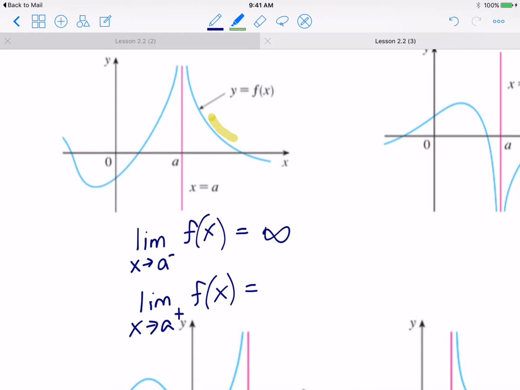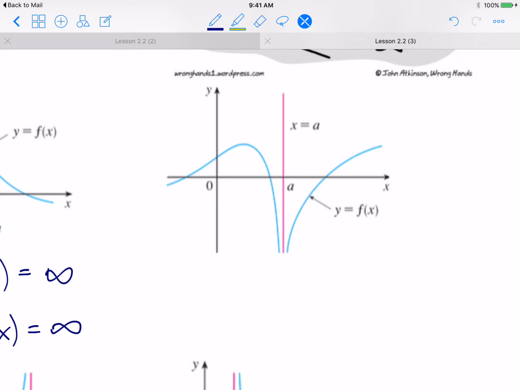For the first graph on this lesson notes, if you this time take a look at the function from the right side approaching the value of x equals a, your y value will increase without any stop. So the limit of f of x as x approaches a from the right side is going to be positive infinity.